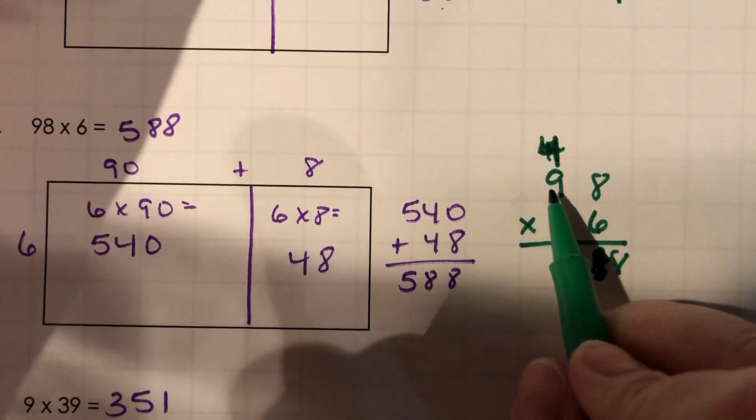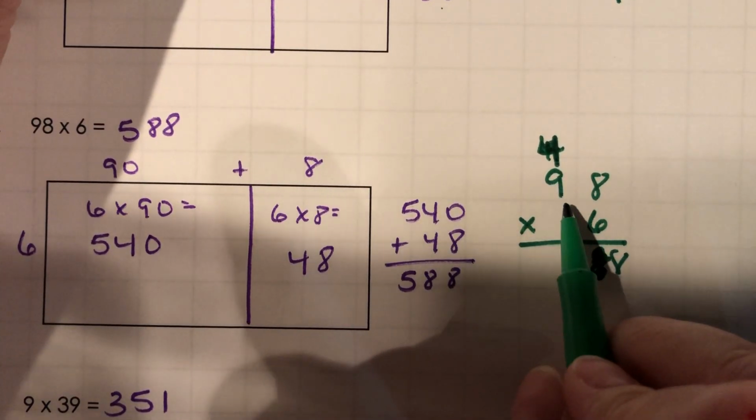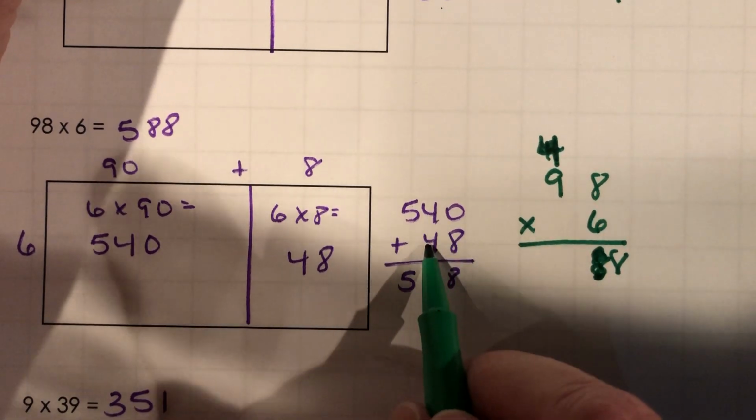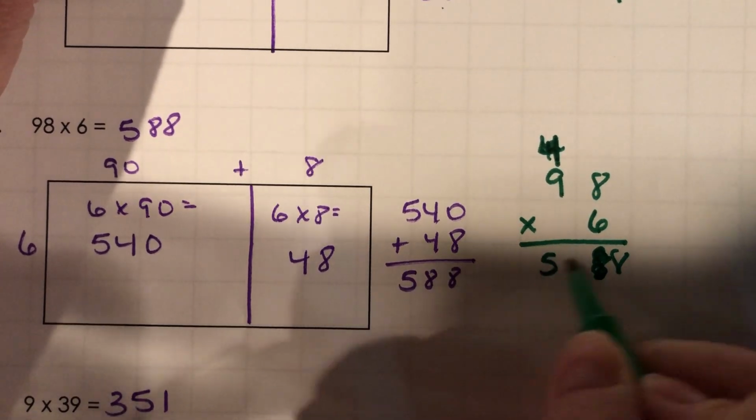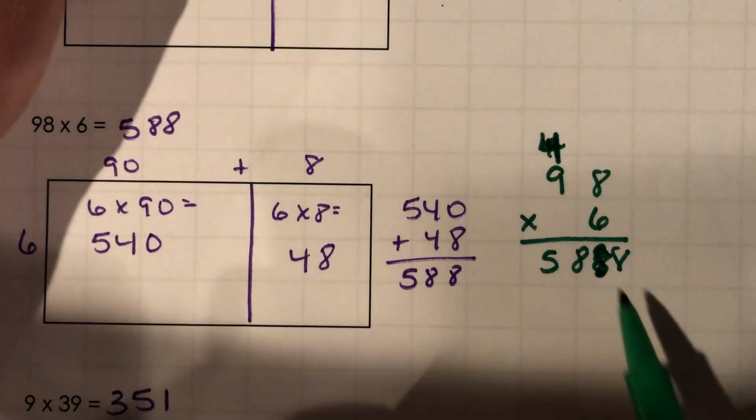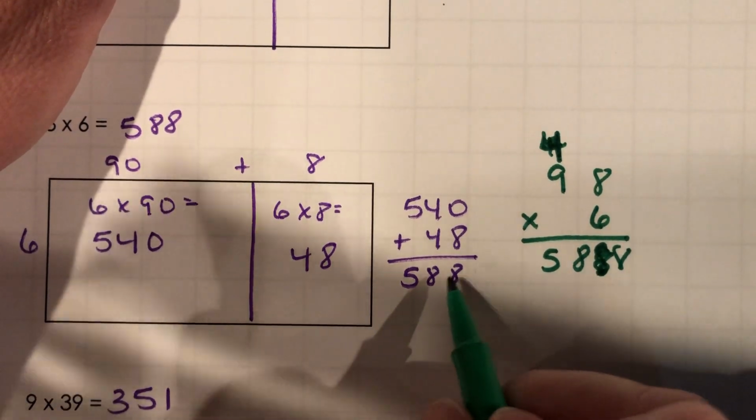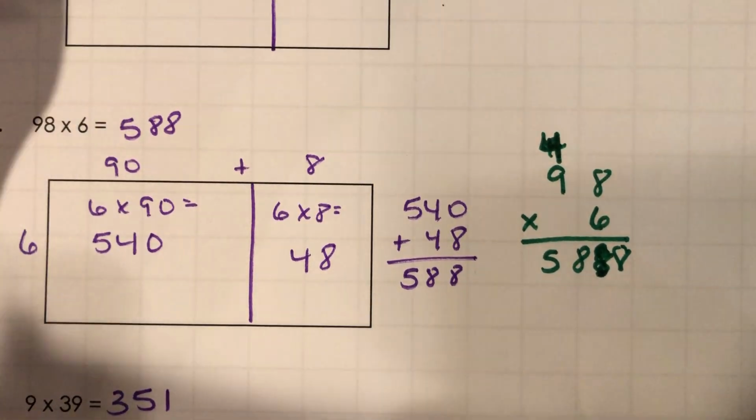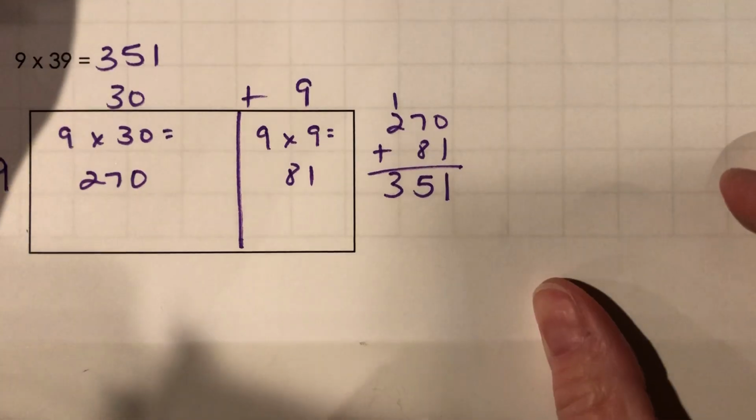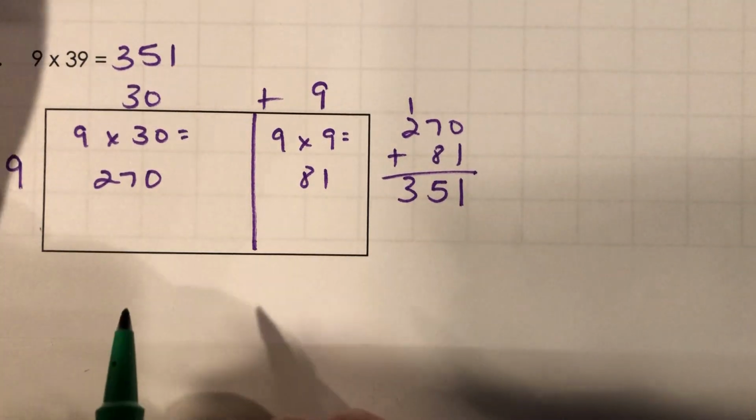9 times 6 is 54, right? And then 54 plus 4 gives us our 58. So even though it's sloppy, yes, we have 588, which matches that. Okay, last one like this, and then we'll do just some standard algorithm practice.